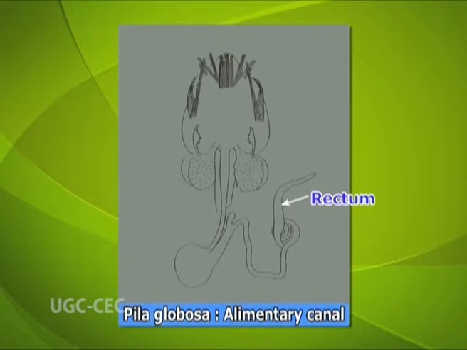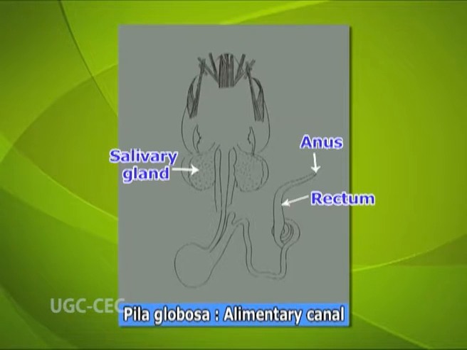Hindgut. The rectum or terminal part of the alimentary canal is a thick-walled tube. It enters the mantle cavity and passes downwards to open by an anus on the right side of the head. The digestive glands include the salivary glands and the liver.